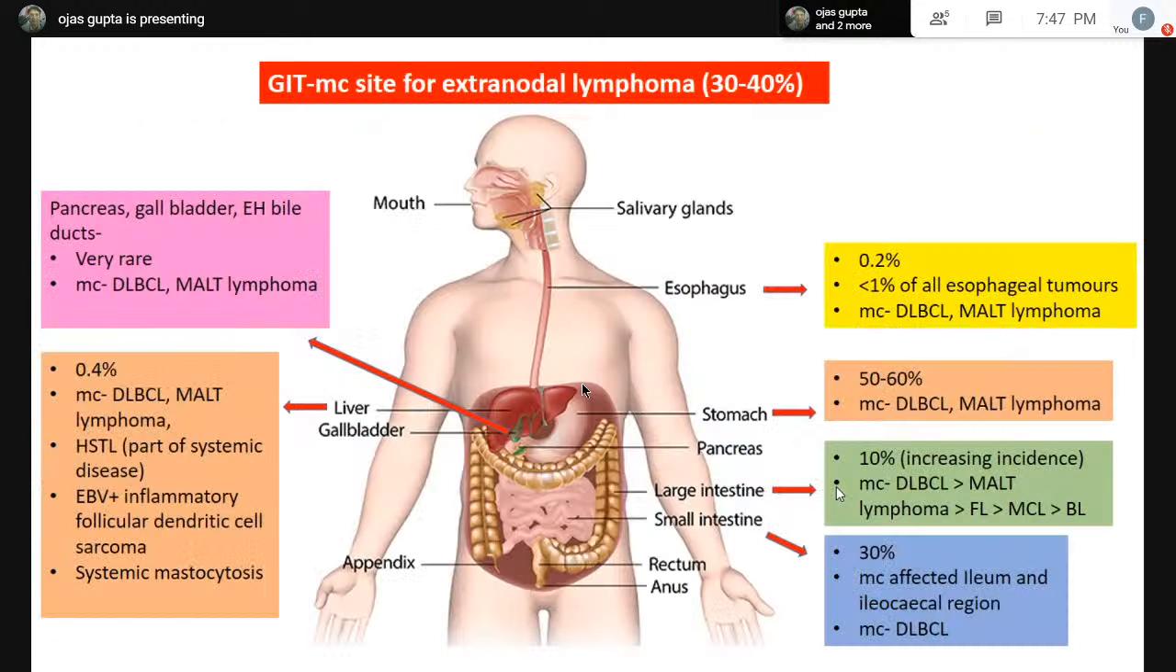So the GIT is considered the most common site of extranodal lymphoma, at 30 to 40%. Among the GIT, the most common organ involved is the stomach. The stomach is involved in around half of the GI lymphomas, and the most common ones are DLBCL and MALT lymphoma, followed by the small intestine, where the most commonly affected areas are the ileum and ileocecal region, and here also DLBCL is the most common. This is followed by the large intestine, then liver, esophagus, and the rare ones are seen in the pancreas, gallbladder, and extrahepatic bile ducts.